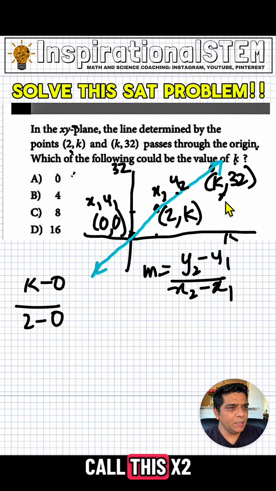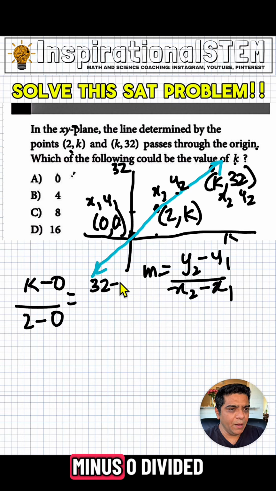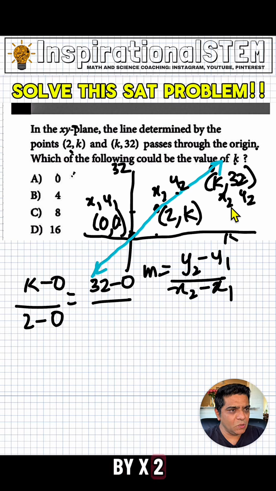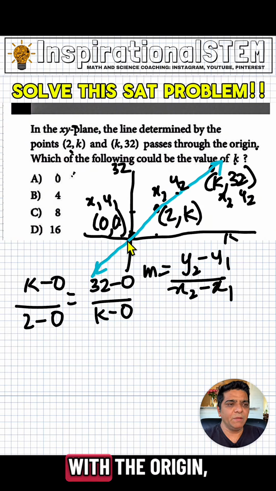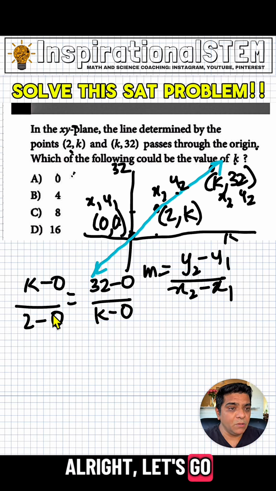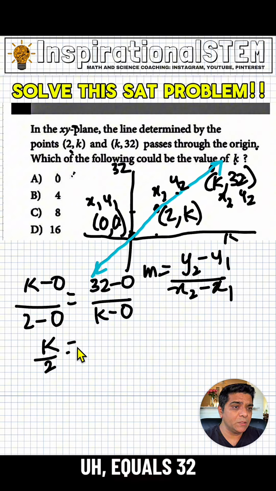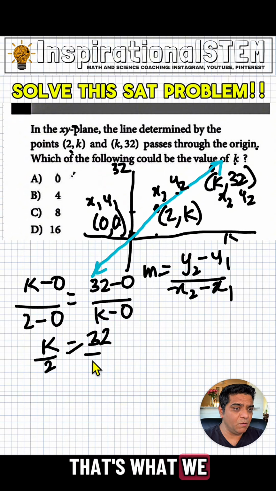Okay, now I'm going to call these points my x2 and y2 because this point and this point should also have the same slope. So y2 minus y1 is going to be 32 minus 0 divided by x2 minus x1, which is k minus 0. So all I did was I took each of these points and with the origin I wrote the slopes down, and they have to be equal because it's the same straight line, right? All right, let's go and solve this. Let's clean this up. k divided by 2 equals 32 divided by k. That's what we have right now.